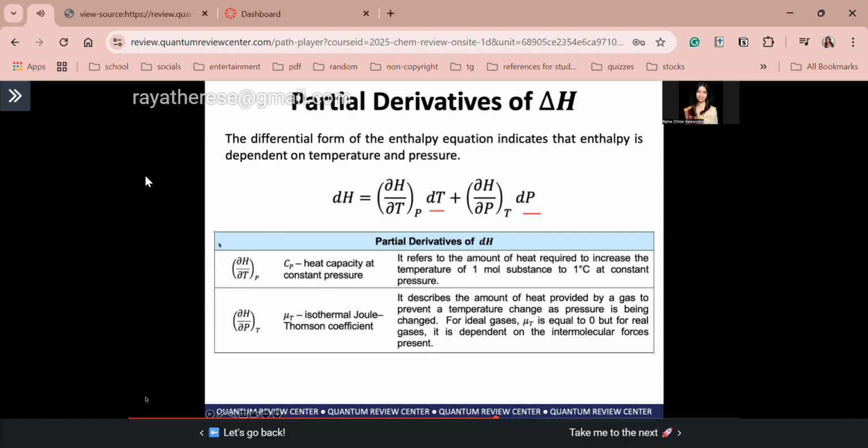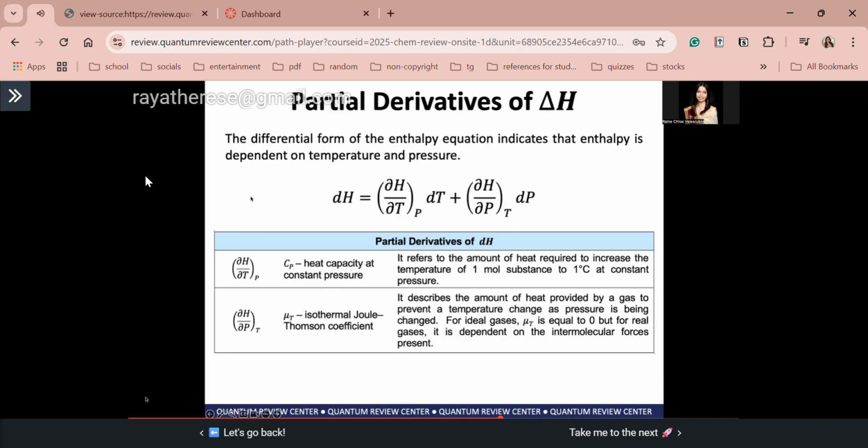So (∂H/∂T)_P corresponds to the heat capacity at constant pressure. So it refers to the amount of heat required in order to increase the temperature of one mole of substance by 1 degree Celsius at constant pressure. Meanwhile, (∂H/∂P)_T, which is dependent on pressure, corresponds to the isothermal Joule-Thomson coefficient, mu T. So it describes the amount of heat being provided by a gas to prevent a temperature change as pressure is being changed. So for ideal gases, mu T is equal to 0. But for real gases, it is dependent on the intermolecular forces present.